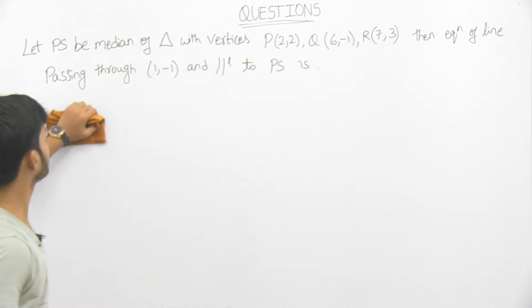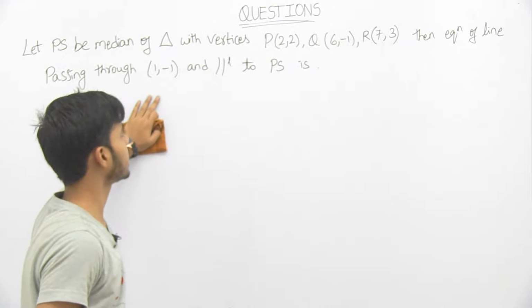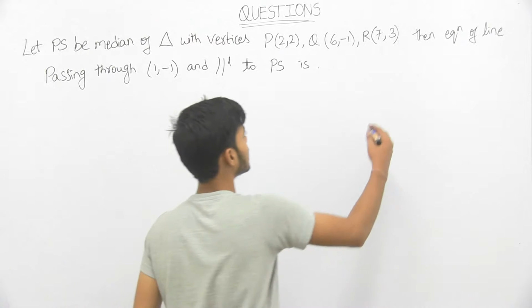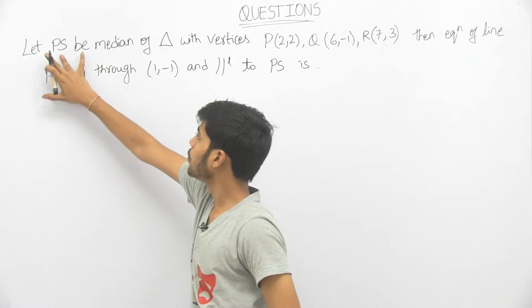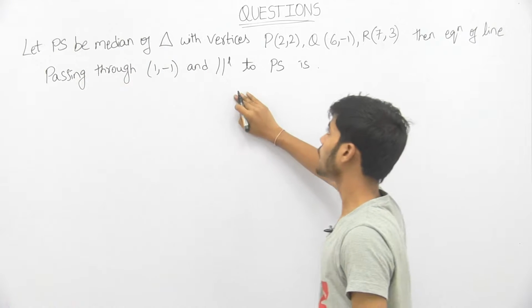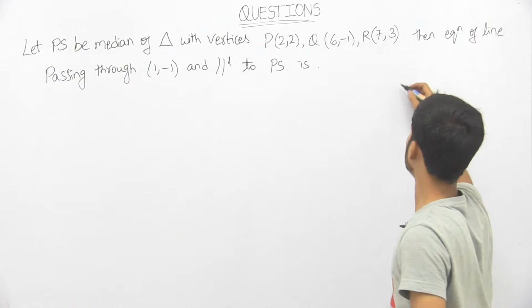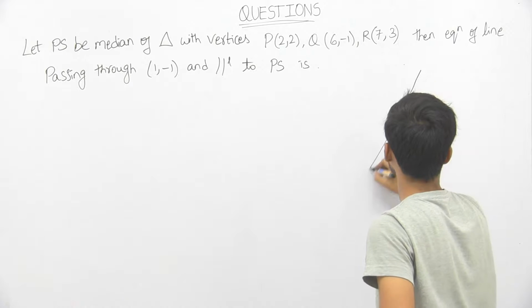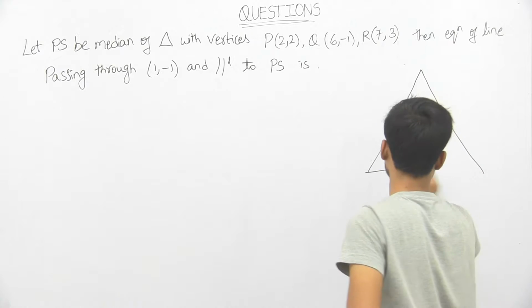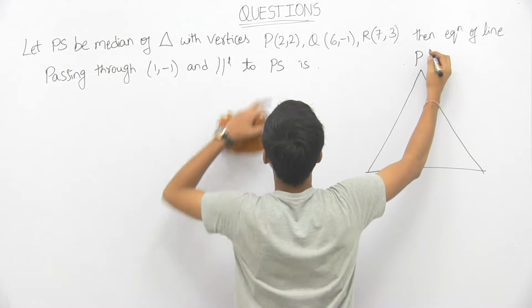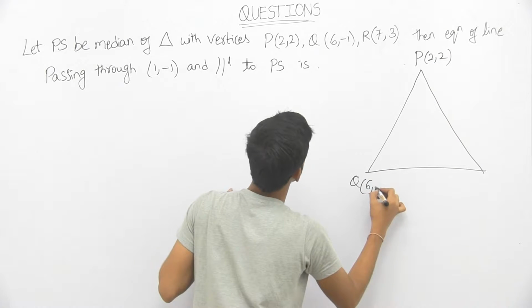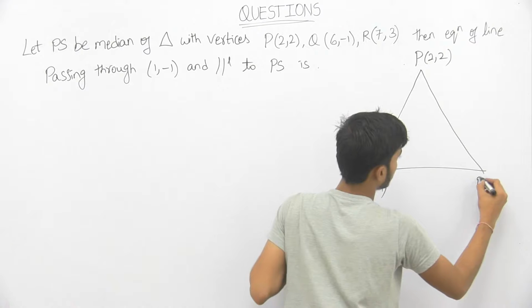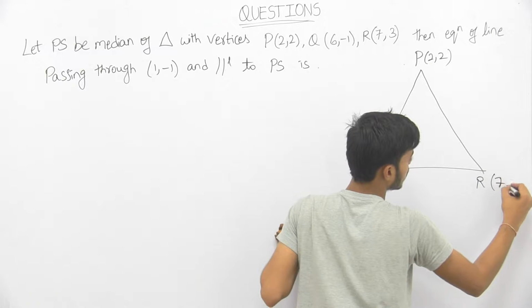ओके, अभी दूसरा टॉपिक में चलता है स्ट्रेट लाइंस, और स्टार्टिंग में एक सिंपल सा क्वेश्चन से स्टार्ट करते हैं। क्वेश्चन में दिया है कि लेट PS बी मीडियन ऑफ ट्रायंगल विथ वर्टिसेस P, Q एंड R. सो एज्यूम दिस इज द ट्रायंगल P with vertex (2, 2) and Q which is (6, -1) and R (7, 3).